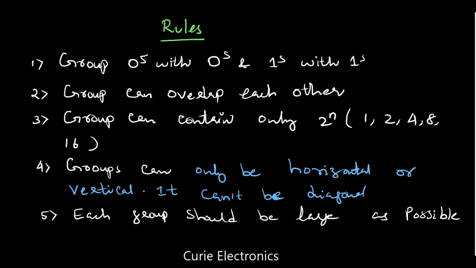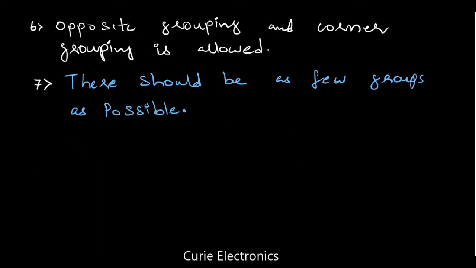Groups can only be horizontal or vertical. They can't be diagonal. Each group should be as large as possible, so we should always try to make large groups. Opposite grouping and corner grouping is allowed. We will see what this means. There should be as few groups as possible. Now let's see what these are.